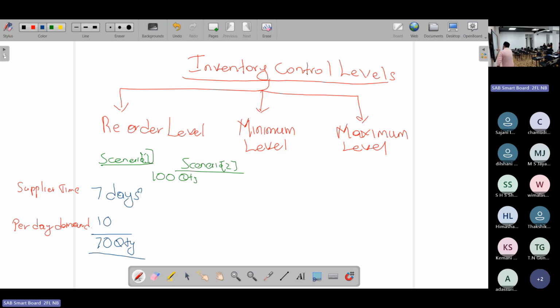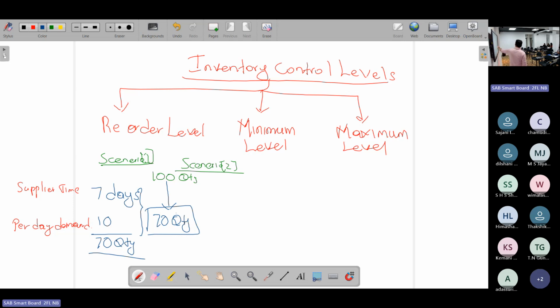So here you should wait for the maximum days. If your stock comes down to 70, you should reorder again, because it will take 1 week. So at least you should have 70. Again, I am saying, don't confuse it with minimum and maximum. Just focus on the reorder level. If you link it with minimum and maximum level, it will be confusing. Just understand reorder level.